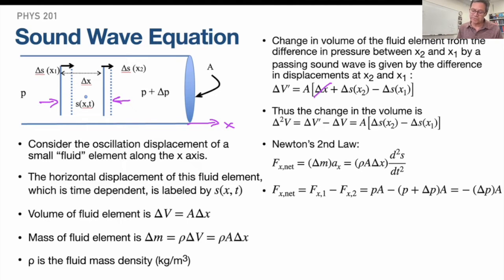And so the difference of that, you can see the P times A term will cancel out. This cancels with that. And I'm just going to get the negative delta P A, negative delta P A there.